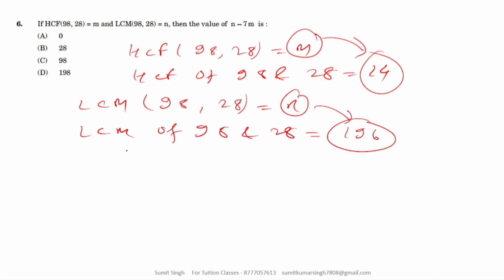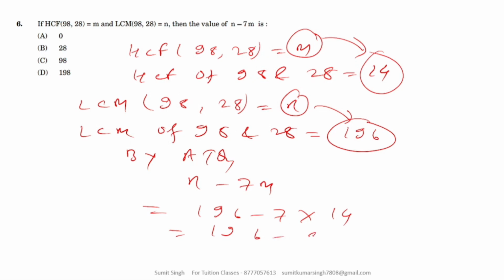Now we just have to find the value of n - 7m. So according to the question, n - 7m will be basically the value of n, we can write as 196, minus 7 times the value of m as 14. So we will have 196 - 98, and 196 - 98 will give us 98. So in this way we have the correct answer as option number C.